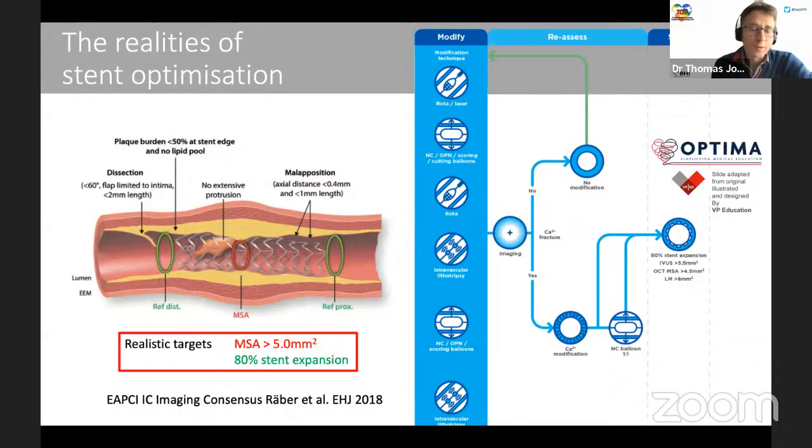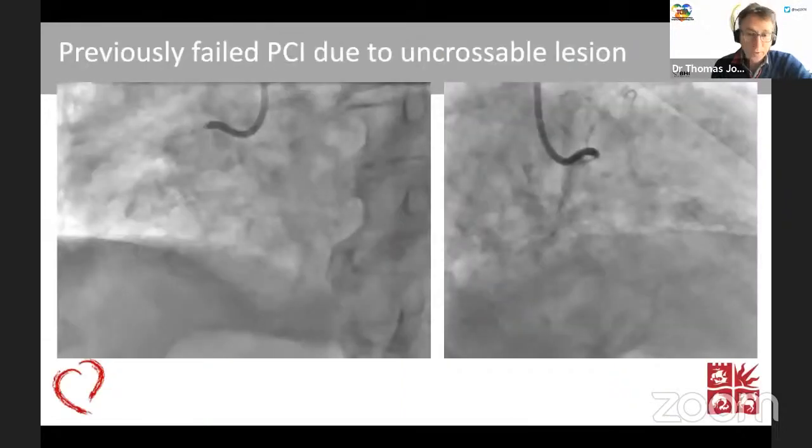At that time we're looking to achieve certain metrics of adequate expansion. There's been a focus upon a minimal stent area with an absolute value of 5 or 5.5 millimeters squared. I think probably we will turn more to look at relative expansion, and maybe an 80% expansion is realistic in this very challenging disease subset. So I'll show you a quick case if I've got time.